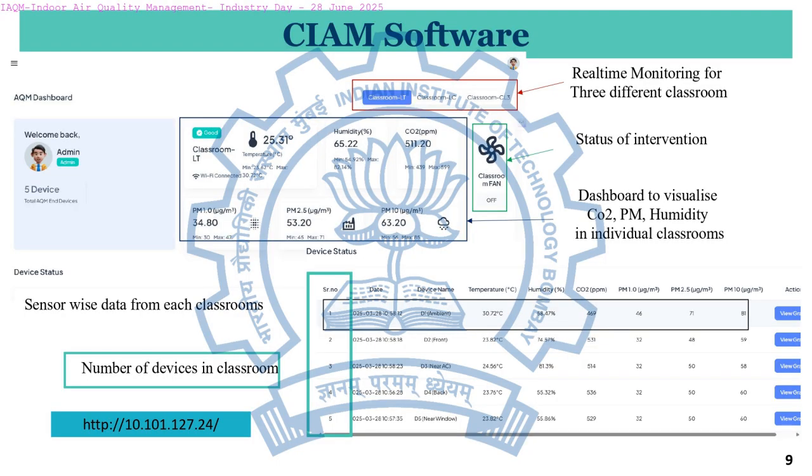Now I have explained how we are getting the data from the gateway to the server. This is a dashboard where we are receiving the data. Here you can see the dashboard for the LT classroom, where we are getting real-time data which showcases the humidity, temperature, PM, CO2. Here are the number of devices, and the data is coming. These are the timestamps, and real-time data is coming.